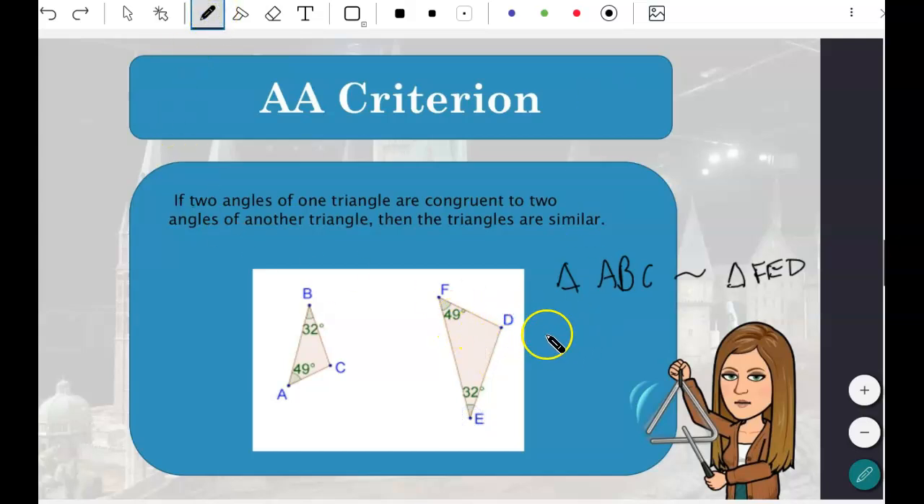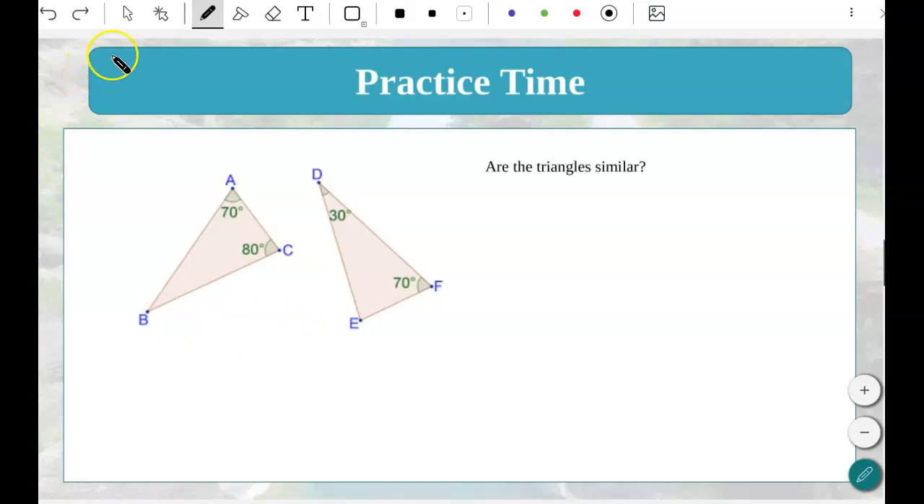Remember, we learned that earlier this week, so you would have to do 180 minus, see, 49 plus 32 would be 81. Use your calculators if you need to. So that missing angle is going to be 99 degrees. Not that you have to find that, but you can. So let's look at a few practice problems.